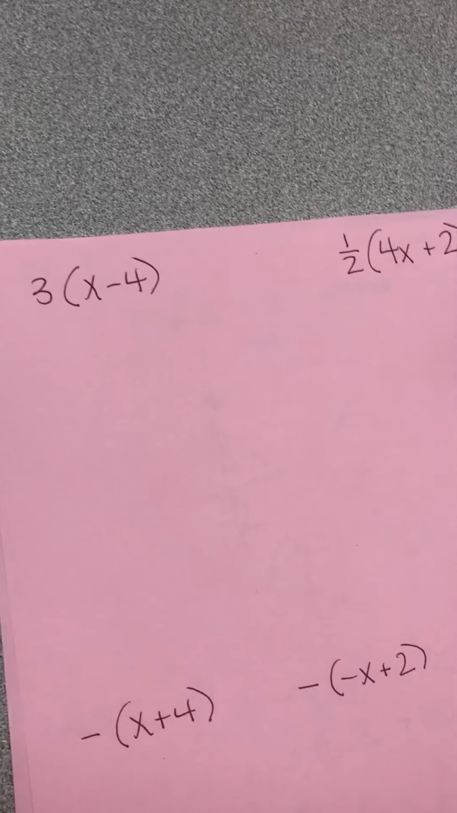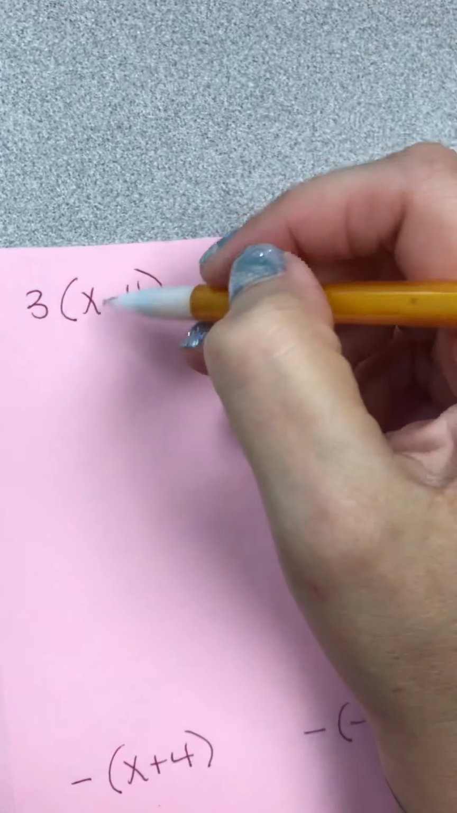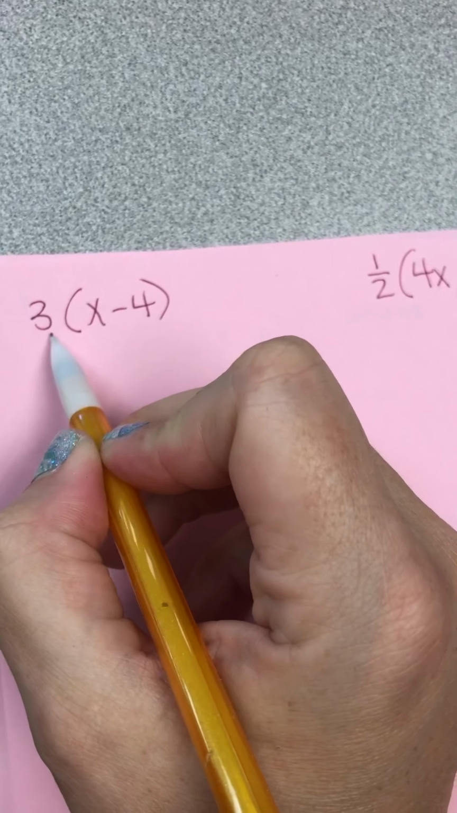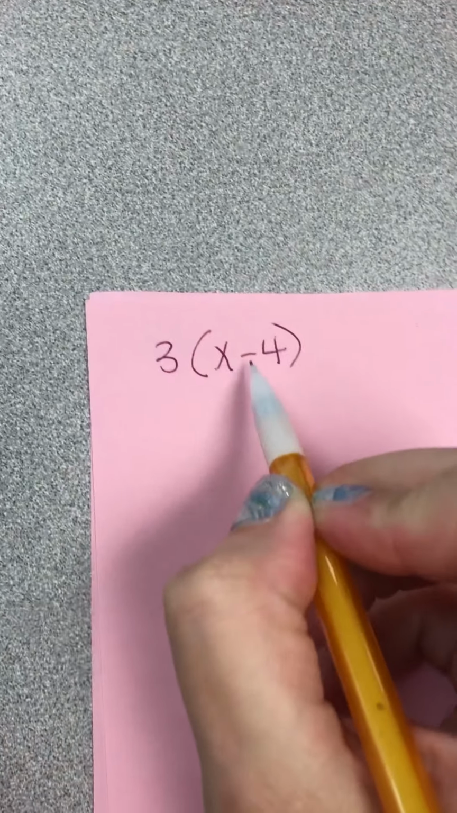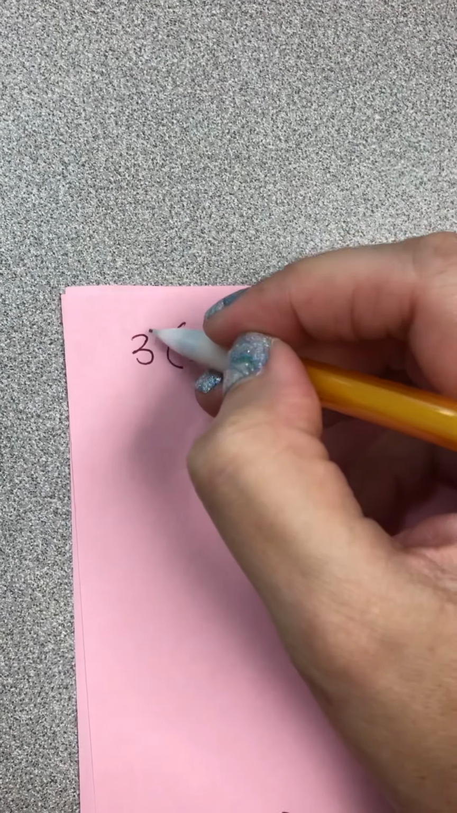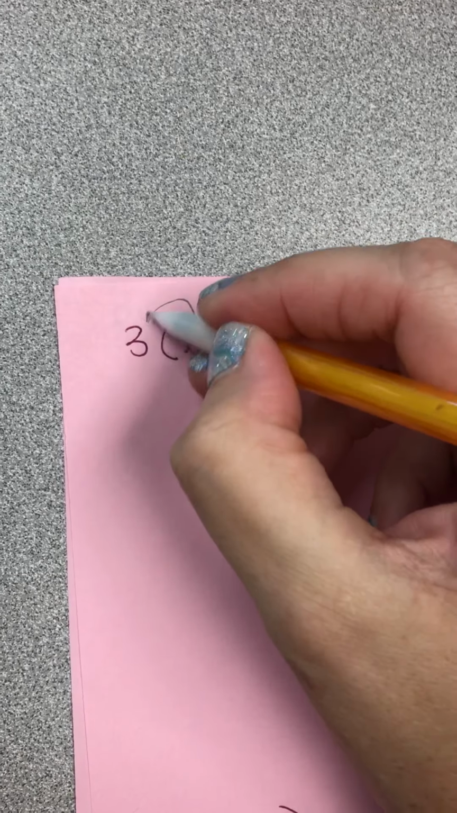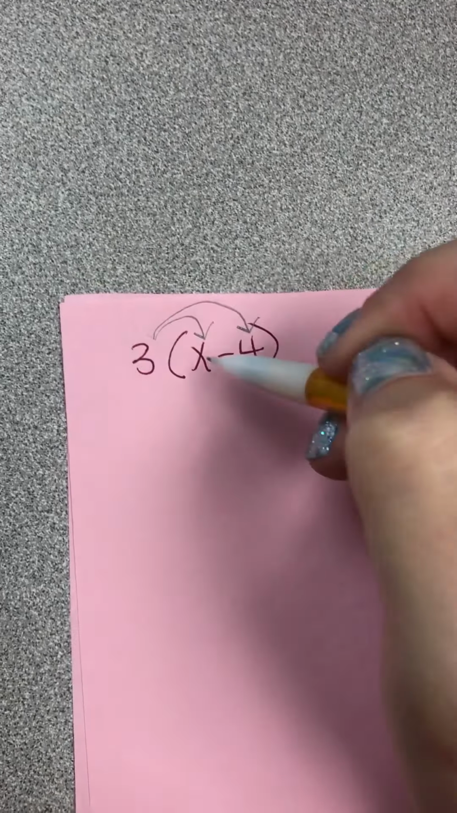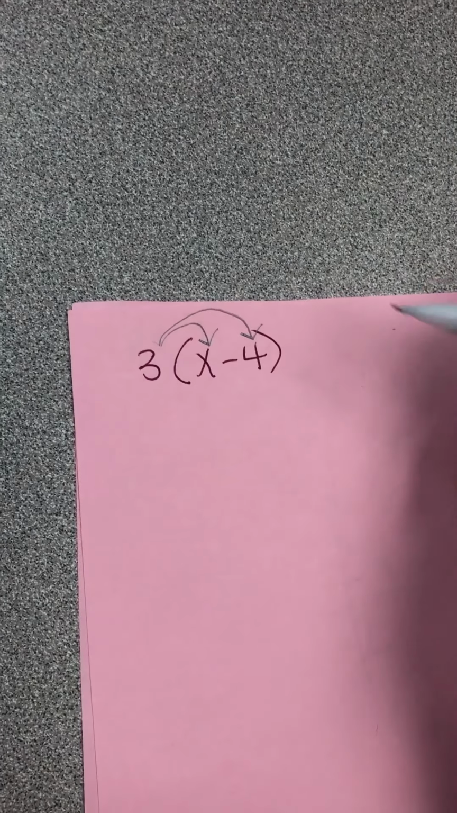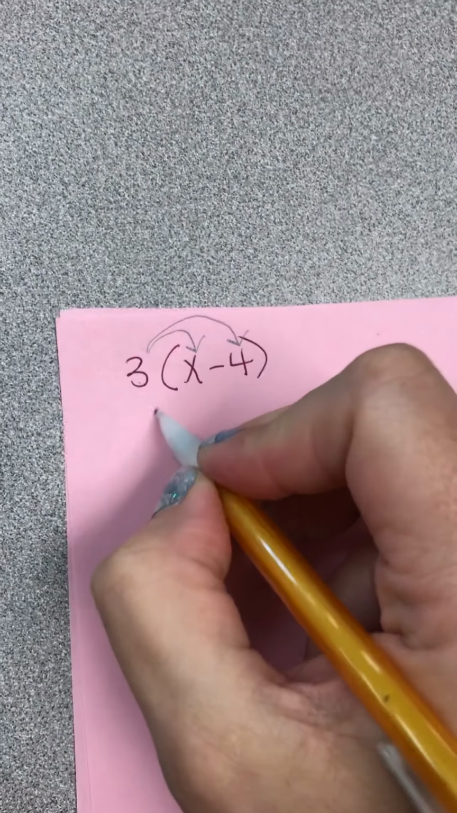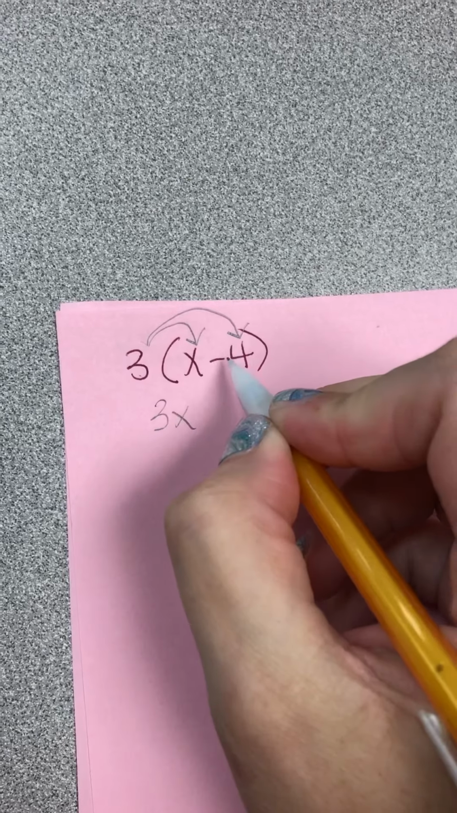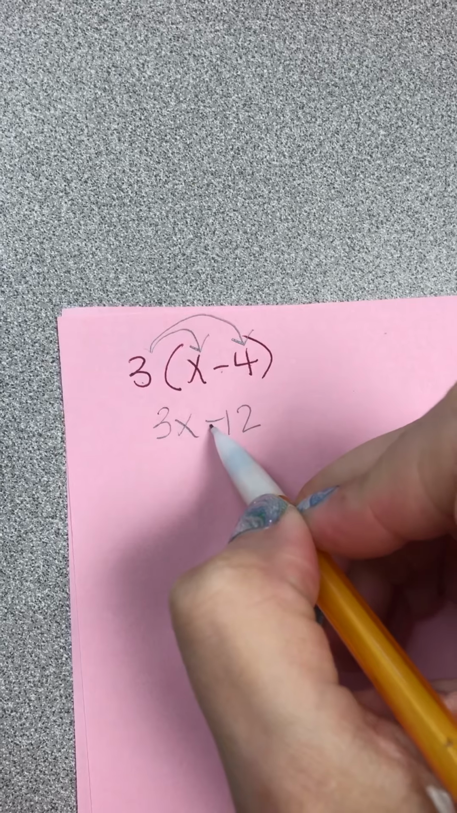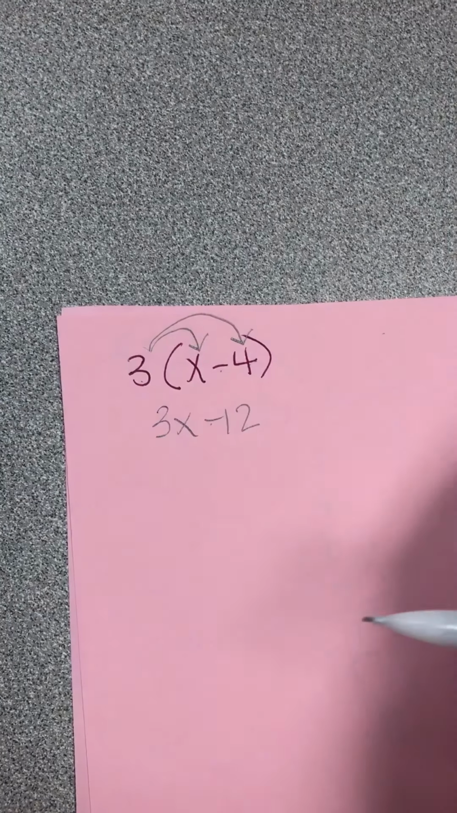If you look at this first problem, we've got 3 times parentheses, x minus 4. So this is considered a term or a coefficient because it's in front of the parentheses. So you give that coefficient to everyone inside the parentheses. I like to think of this front number as being like a cupcake, and this is a party, and you give a cupcake to everybody at the party. So 3 times x is 3x, 3 times negative 4, negative 12. Or you can think to yourself, keep this operation symbol, and then do 3 times 4, which is 12.